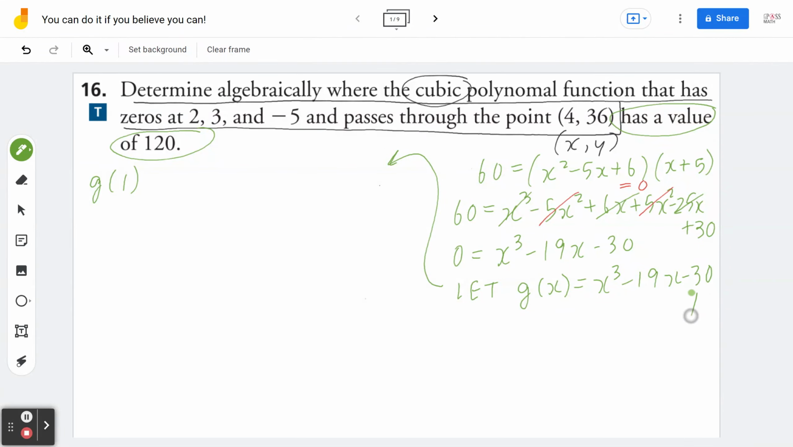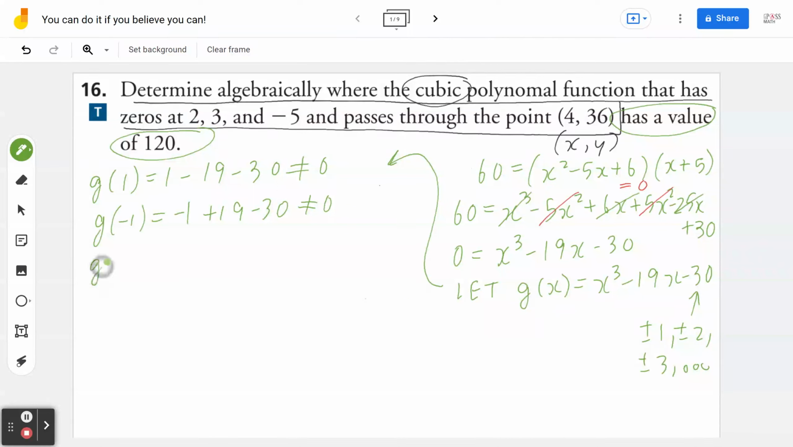So now what I can do is I can apply factor theorem, and of course, you can look at all the factors of negative 30. So for example, plus or minus 1, plus or minus 2, plus or minus 3, and so on. And if you try 1, it's going to give you 1 minus 19 minus 30, which will not give you 0, and that's okay. You try g of negative 1, again, that's going to give you negative 1 plus 19 minus 30, which does not give you 0, and that's okay.